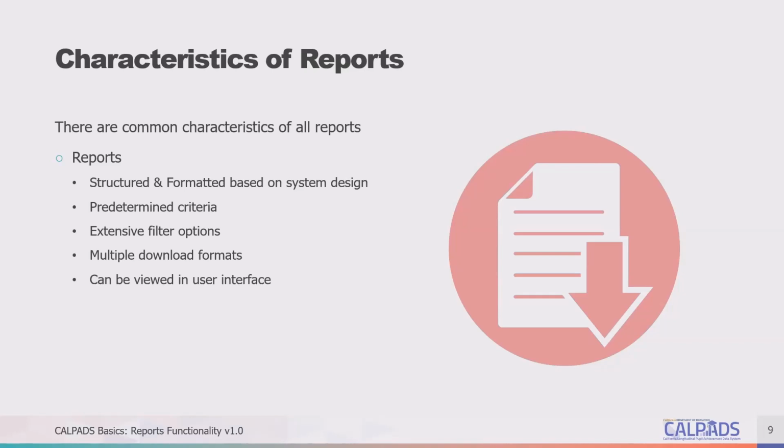There are many filter options for you to specify the data that is returned. Reports also have multiple downloadable formats. Reports can be downloaded as text, Excel, or documents like PDFs. Reports can be viewed in the CAlPADS user interface, meaning they are supported by the CAlPADS UI. They do not necessarily need to be downloaded.